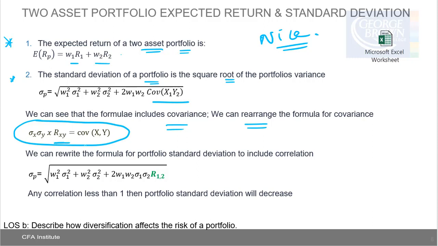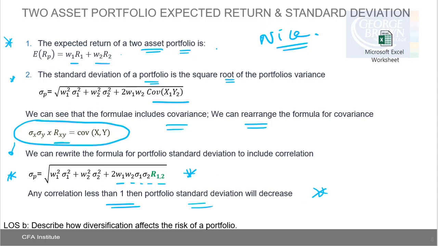So of course, if it's negative, it's going to be reducing the standard deviation of the portfolio, but even if it's less than 1, the portfolio standard deviation is going to be reduced, okay? So I've rewritten the formula for portfolio standard deviation to show it's the square root of the variance, which is weight 1 squared times variance 1 plus weight 2 squared times variance 2 plus 2 times weight 1, weight 2 times standard deviation 1 times standard deviation 2 times the correlation. Okay, so any correlation less than 1, then the portfolio standard deviation will decrease. And that's why I was saying it's just a function of math.